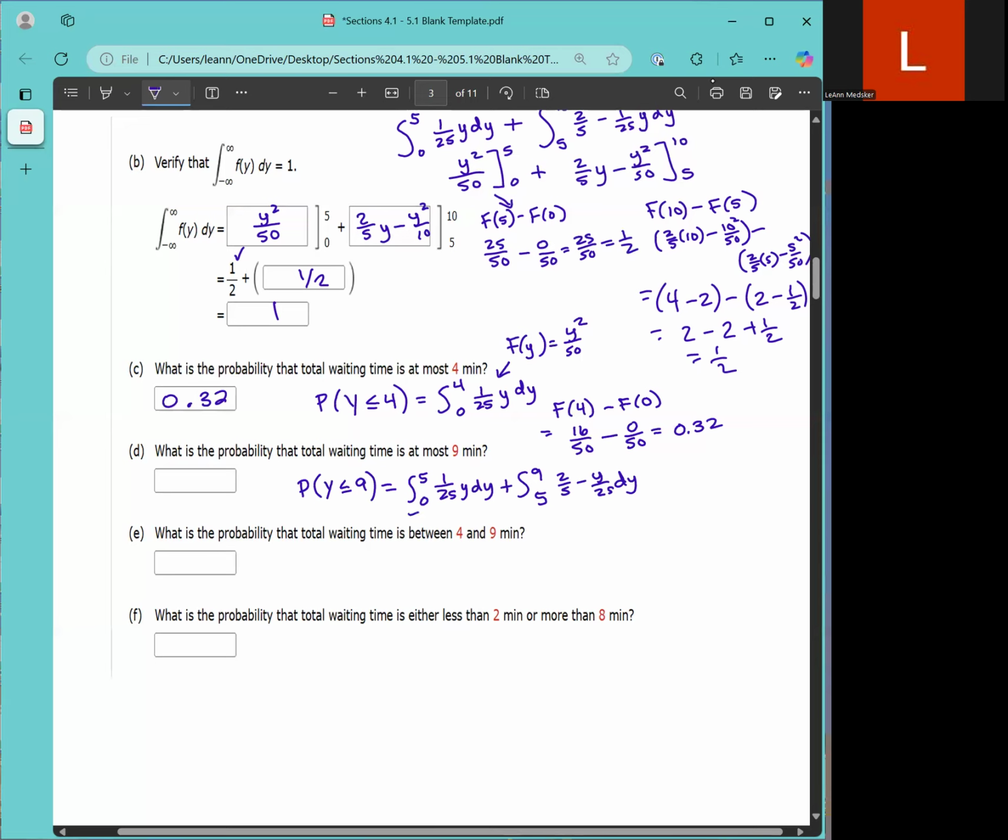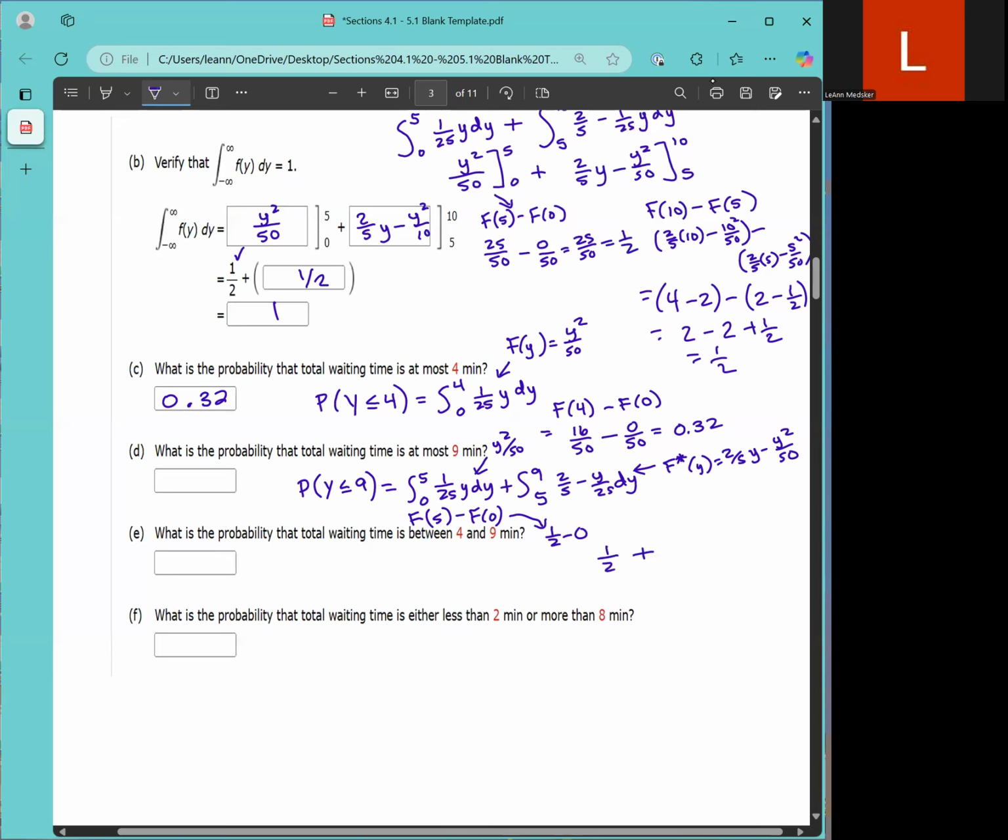So the big F for this one, remember, is using the antiderivative, which is y squared over 50. The big F for this one, I'll call it F star just to be different, is going to be 2/5 y minus y squared over 50, okay? So for the first one, you're doing F of 5 minus F of 0. That one is going to be, let's see, 5 squared would be 25, so that'd be 1/2 minus 0. So this first part's going to just be a half, and then we'll have our plus.